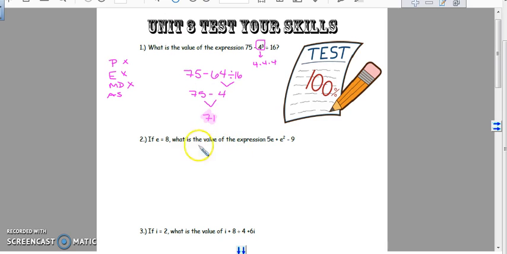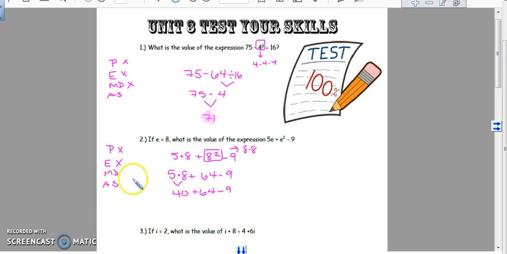Okay, here we got to substitute in 5 times 8 plus 8 squared minus 9. PEMDAS. So I don't have any parentheses. I do have exponents right here. So remember, that means multiply 8 by itself 2 times. So 5 times 8 plus 8 times 8 is 64 minus 9. Then I have multiplication and division, so I have 40 plus 64 minus 9.